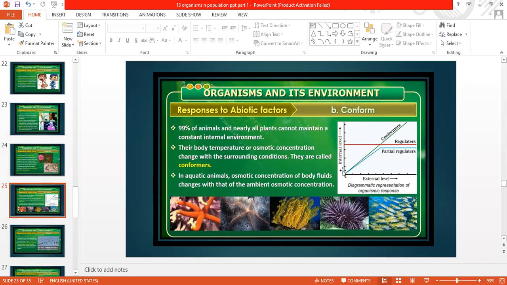But what are conformers? The second one, that is conformers. Nearly 99% of animals and nearly all plants cannot maintain their constant body temperature. Their body temperature and osmotic concentration change with the surrounding conditions, that is called conformers. You can see as the external level is changing, the internal level is also changing. So it goes straight. These are conformers. In aquatic animals, osmotic concentration of body fluid changes with that of the ambient osmotic concentration.